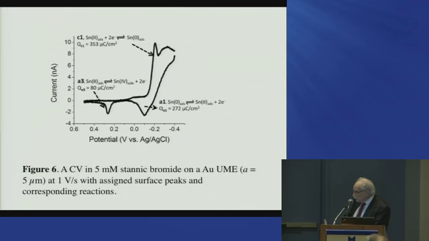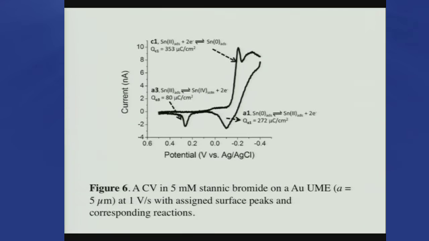And similarly, the tin 2 has an adsorption wave. Some of the tin 2 adsorbs and it goes there. And what it means is if I scan faster and faster, I can't see anything because all these surface waves get bigger and bigger and complicate the attempt at looking at anything on the diffusion waves.